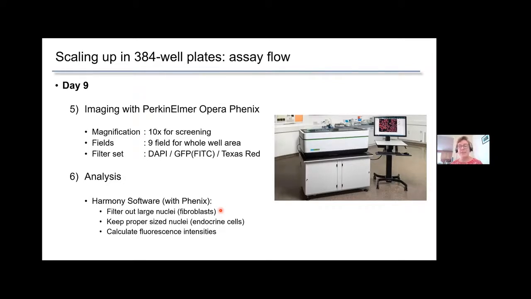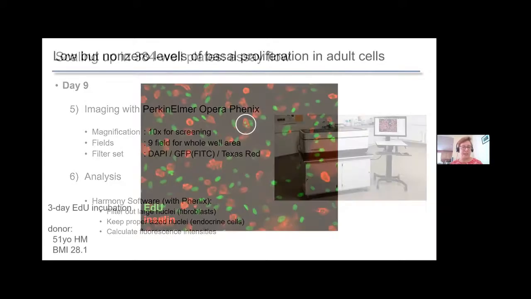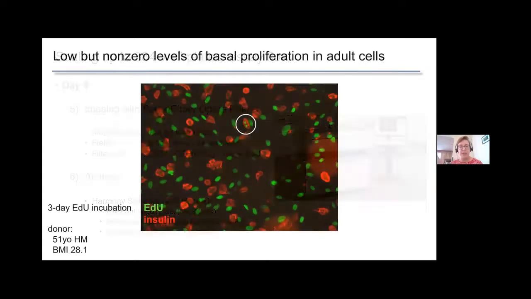The fibroblasts, because it's 6 days, they're all going to incorporate EdU. So you get a lot of cells that look like they're green, but they're not beta cells. So we need to filter them out computationally, and we can do that by the size of the nucleus. So we keep the proper size nuclei that represent endocrine cells, and we can calculate fluorescence intensities and do those measurements.